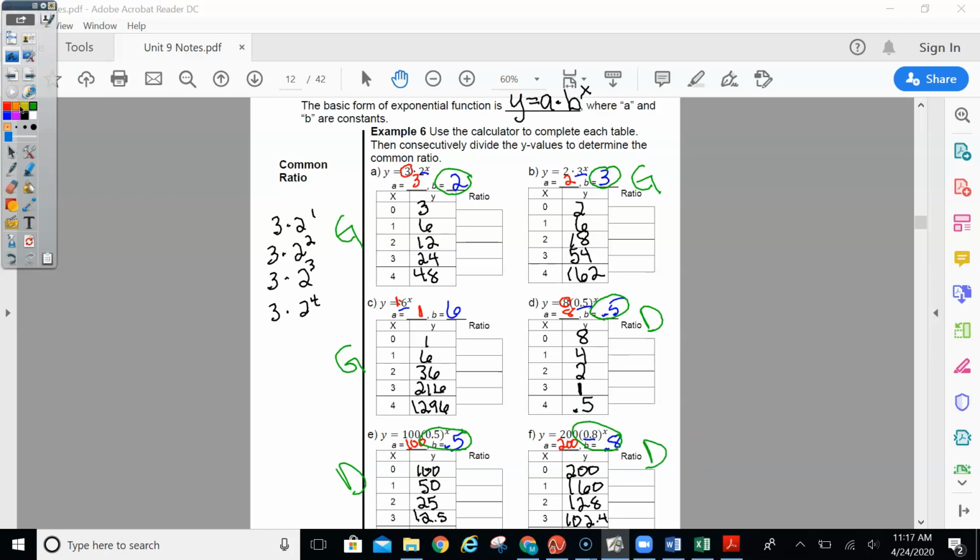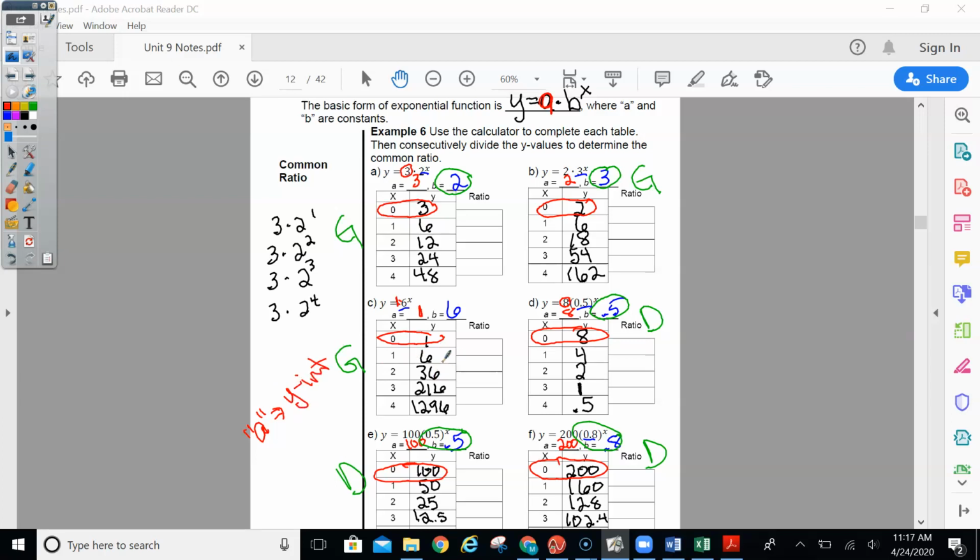Okay, so now let's see on all of these, where can we find the A value? So the A is where in all these equations. So here A was 3 in the table, we see that it's right here. Here A was 2. Here A was 1. Here A is 8, 100, and 200. So the A value in the table is always the y-intercept, where x is 0.